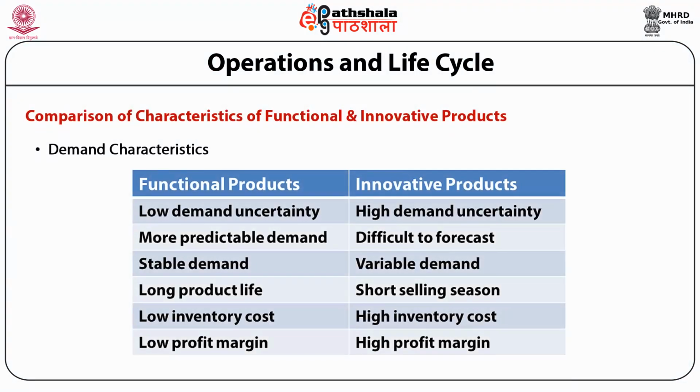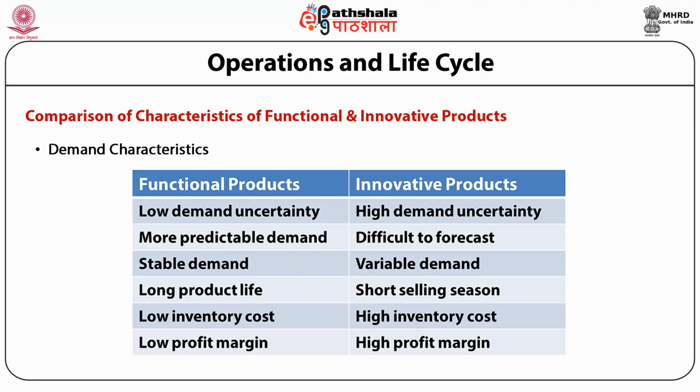Comparison of characteristics of functional and innovative products. In terms of demand characteristics, functional products carry low demand uncertainty, whereas innovative products have high demand uncertainty. Functional products carry more predictable demand. Innovative products are difficult to forecast. Functional products are stable in terms of demand. Demand of innovative products varies from time to time.